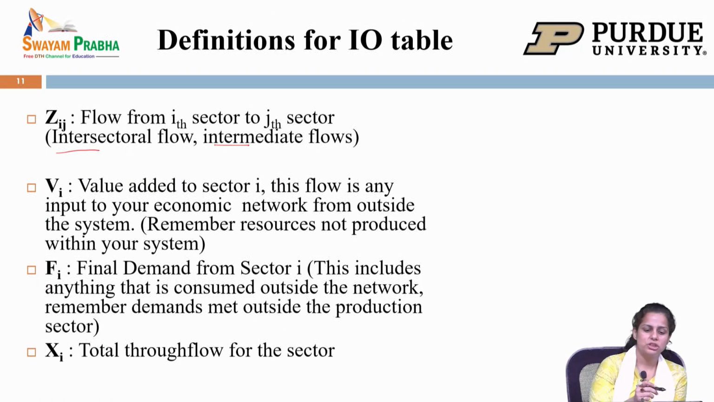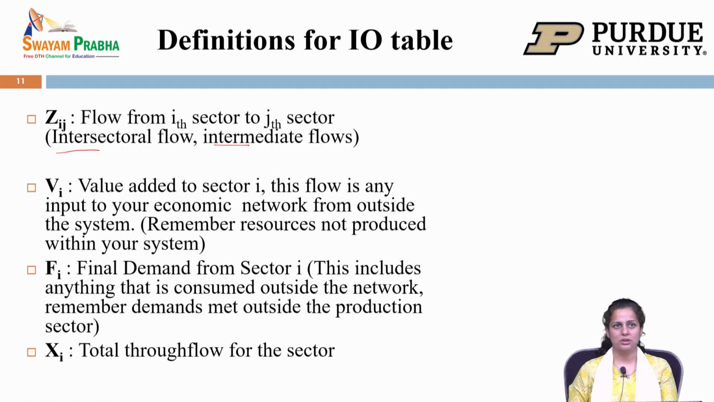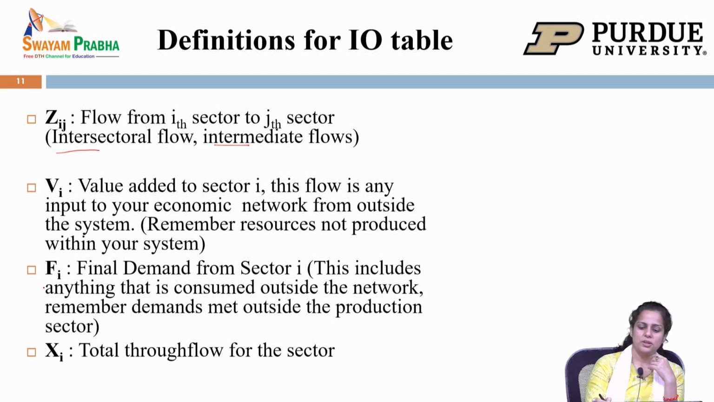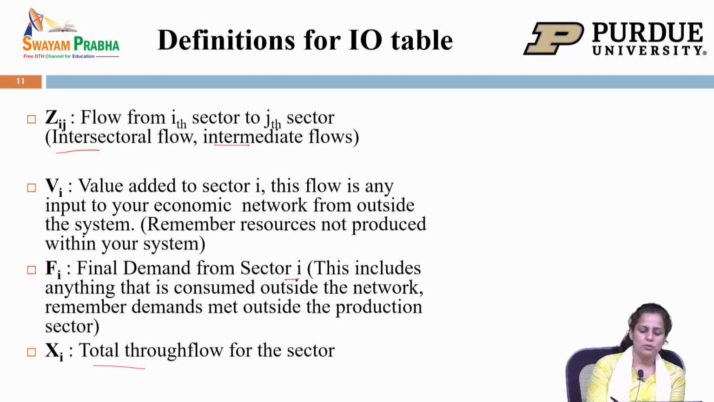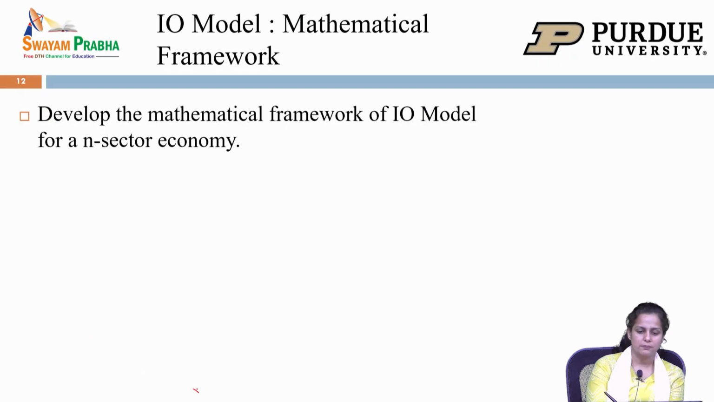So, here we have Zij as the flow from the ith sector to the jth sector, the intersectoral flow. We have Vi, which is the value added to sector i, and this is any input to your economic network from outside the system. So, remember that resources are not produced within your system; it is where the economy is interacting with the environmental system, or where you have some labor or capital which is not being made within the system, it is not an economic product. And then you have final demand, which is from any sector i, and this includes what is consumed outside the network; these are the demands met outside the production sector. And Xi is what we call the total throughflow, and in throughflow we include both the total output and the total inputs in the system.